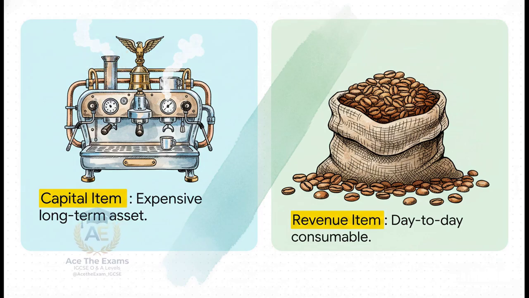Imagine you're opening a brand new cafe. Buying the high-end espresso machine, that's a capital item. It's a long-term asset you're going to keep and use for years. But buying the coffee beans, that is a revenue item because it's a day-to-day running cost. So whenever you face a tricky transaction in the exam, just pause and ask yourself, wait, is this the machine or is this the beans?